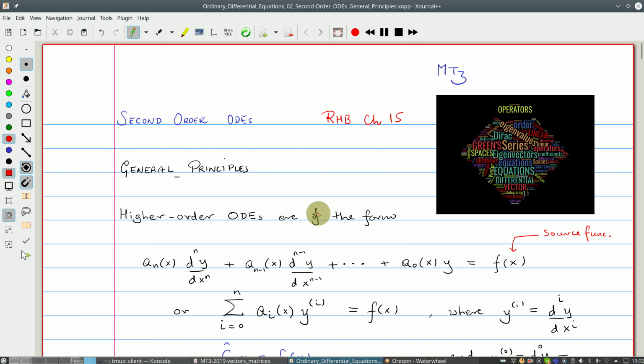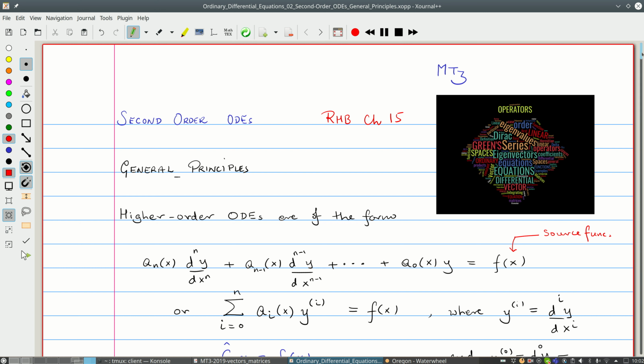We are now on second order ordinary differential equations, in chapter 15 of Riley, Hobson and Bence. Okay, so let's have a look at this topic by first laying out some general principles obeyed by higher order, or any order, ordinary differential equations.